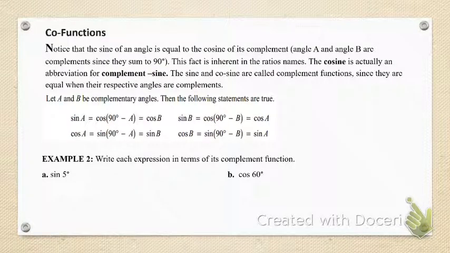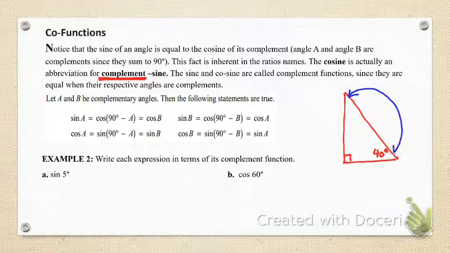So you may have noticed that in the problem we just worked on, some of the answers were the same. And that's because these are called co-functions. The co in co-function is actually short for the word complement. The complement function. And not the kind of complement like, oh, you have really nice hair. But this kind of complement, where if this is 40 degrees and these two have to add up to 90, this would be 50 degrees and these two angles would be complements.